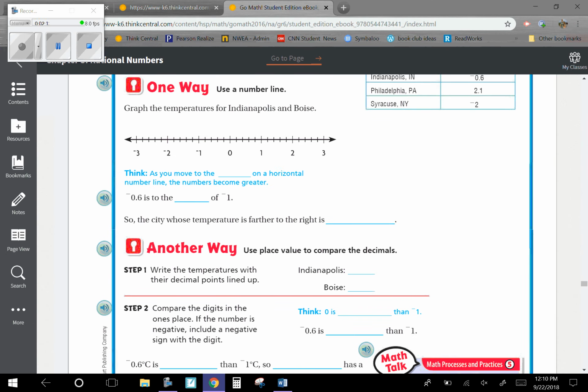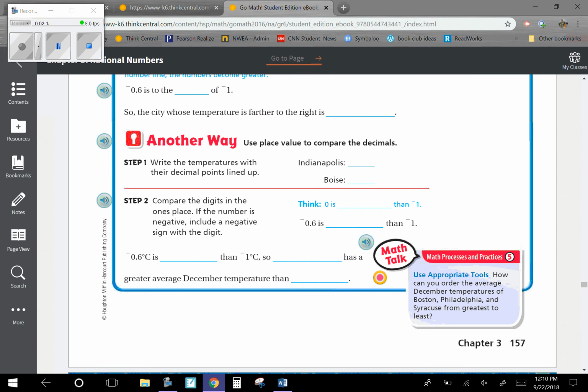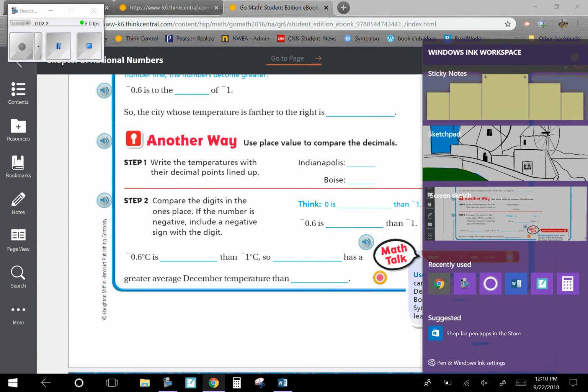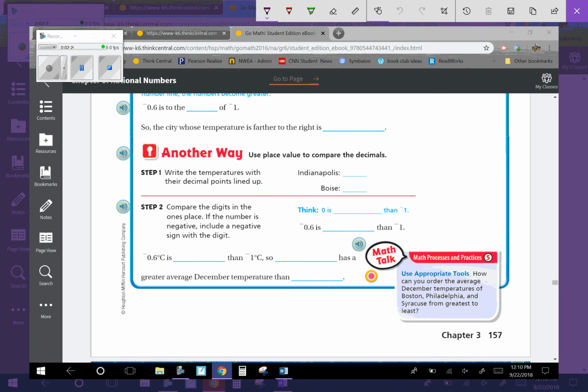Another way is to use place value to compare the decimals. So we can start with step 1. Write the December temperatures with their decimal points lined up. So Indianapolis is -0 and 6/10. Boise is -1 and 0/10. Compare the digits in the ones place. If the number is negative, include a negative sign with the digit.